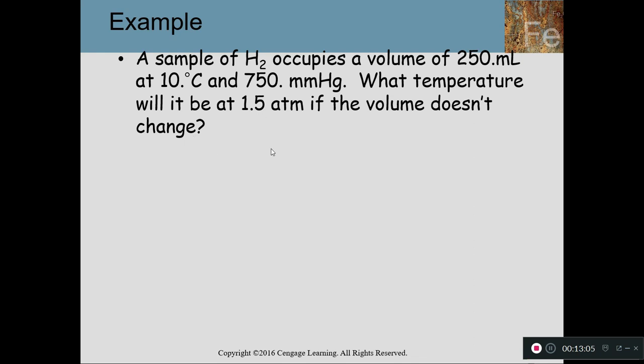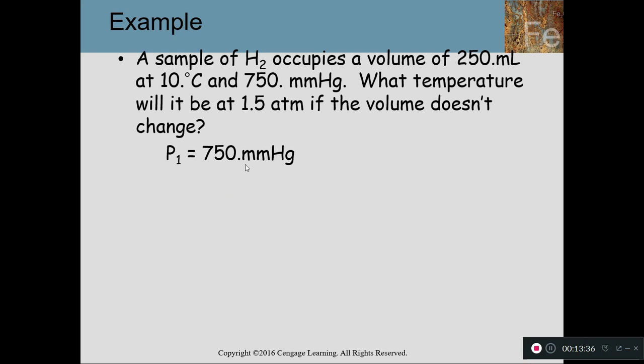So let's look at an example. Suppose we have hydrogen occupying a volume of 250 milliliters at 10 degrees Celsius and 750 millimeters of mercury. What is the temperature going to be if we want the pressure to get to 1.5 atmospheres, making sure the volume doesn't change? The volume doesn't change at all. All that's telling me is that I can use Gay-Lussac's law, because the volume doesn't change and no molecules go in or out.